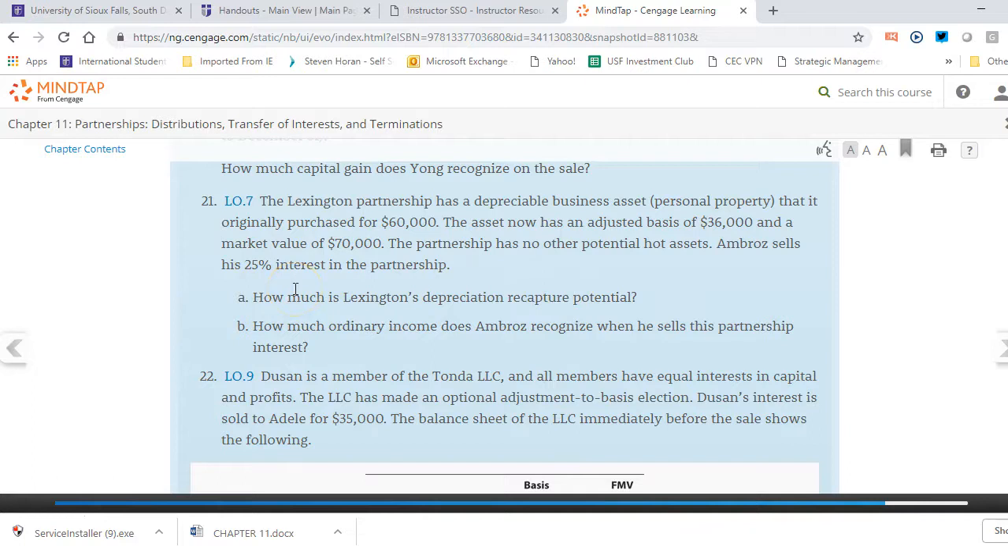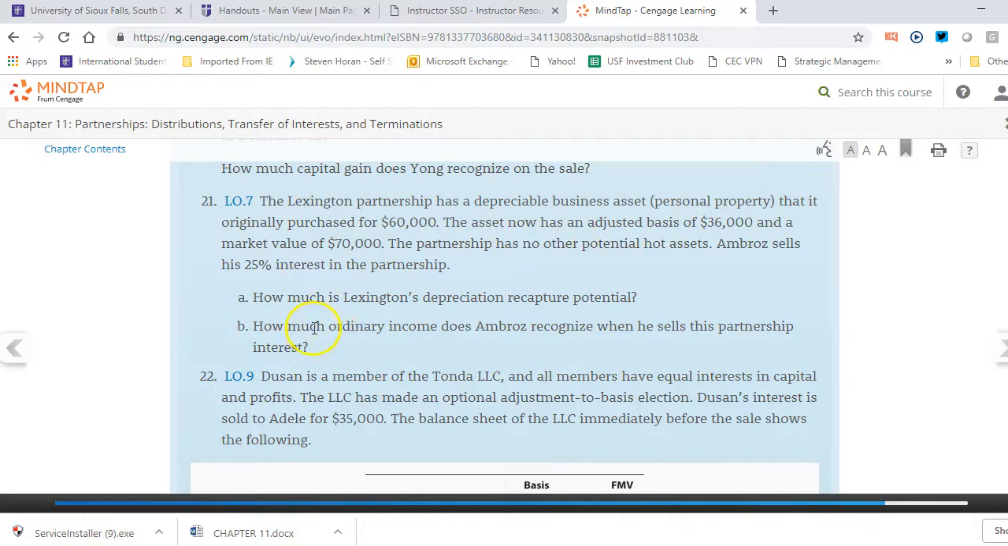So let's do question A first. And it's really pretty simple. We can just take a look at the original cost of 60, subtract the basis of 36, which means we've probably been depreciating it, and go 24,000 is the difference. So 60 minus 36 is 24,000. So that's the answer for letter A. That's the recapture potential.